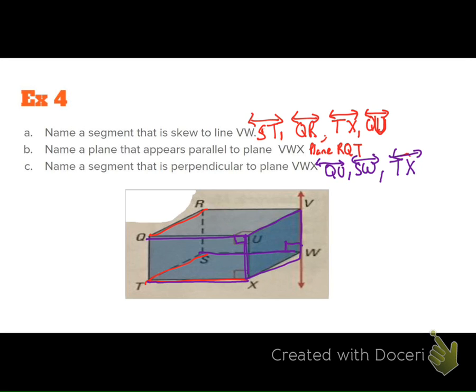And we have one more lonely one up here. It intersects that plane, the side of my box, and it forms that right angle. So which one's that going to be? RV. Okay. So that is our part here.